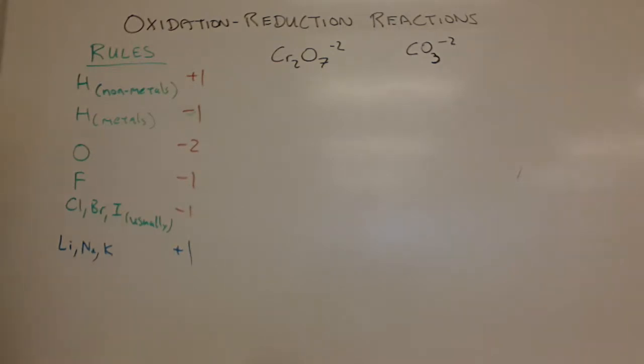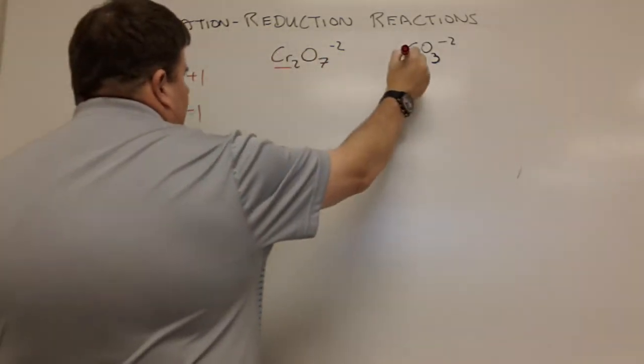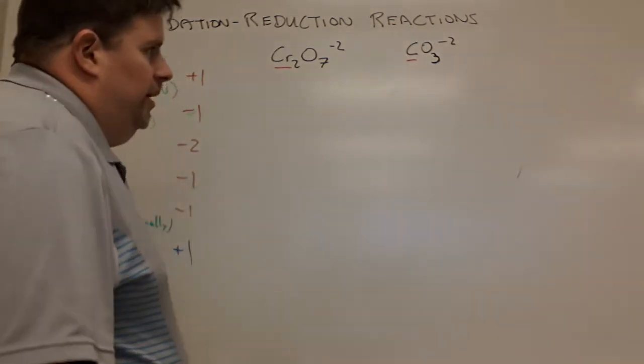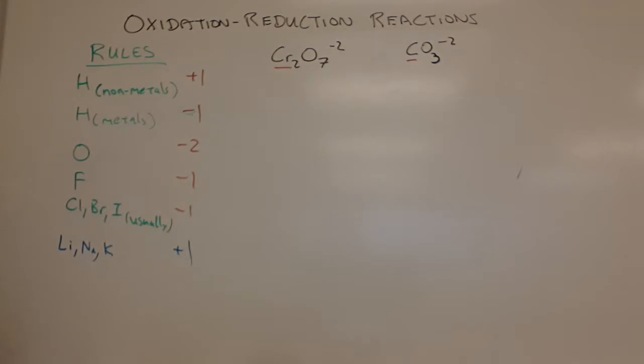All right, here I have dichromate, and I've got carbonate as my two ions. Okay? So, how am I going to figure out what the oxidation numbers of both these are? I've given you some examples now, and we've got rules here. So why don't you pause the video right now and see if you can solve these things. And I'll solve them, and you'll see if you're right. Okay?